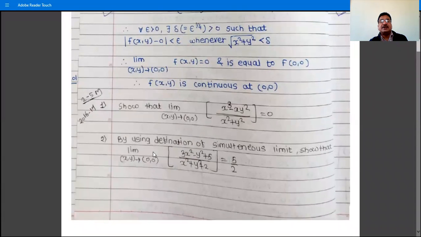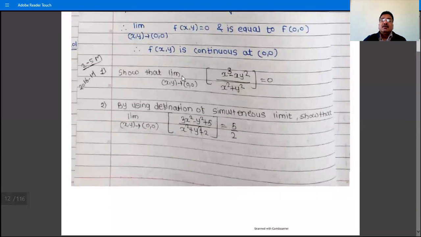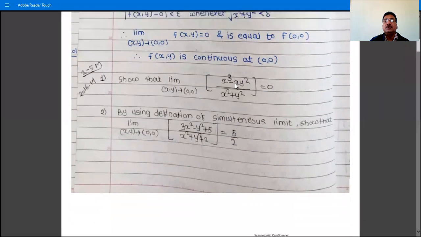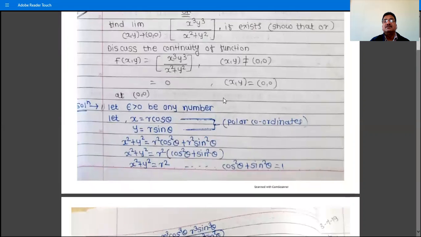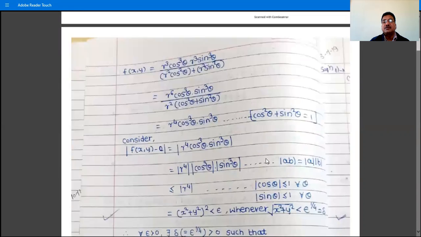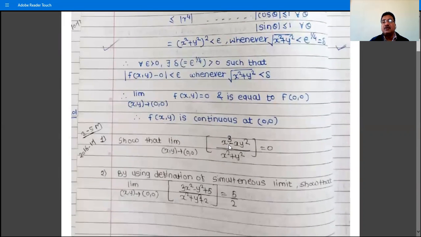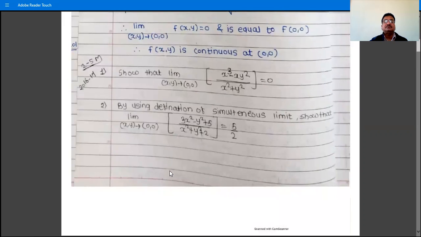So the next question is: show that the limit as (x,y) tends to (0,0) of x cube minus x y square divided by x square plus y square is equal to 0. Use polar coordinates. Solve this example similar to the previous example, x cube y cube divided by x square plus y square. That is, use polar coordinates and solve this example.